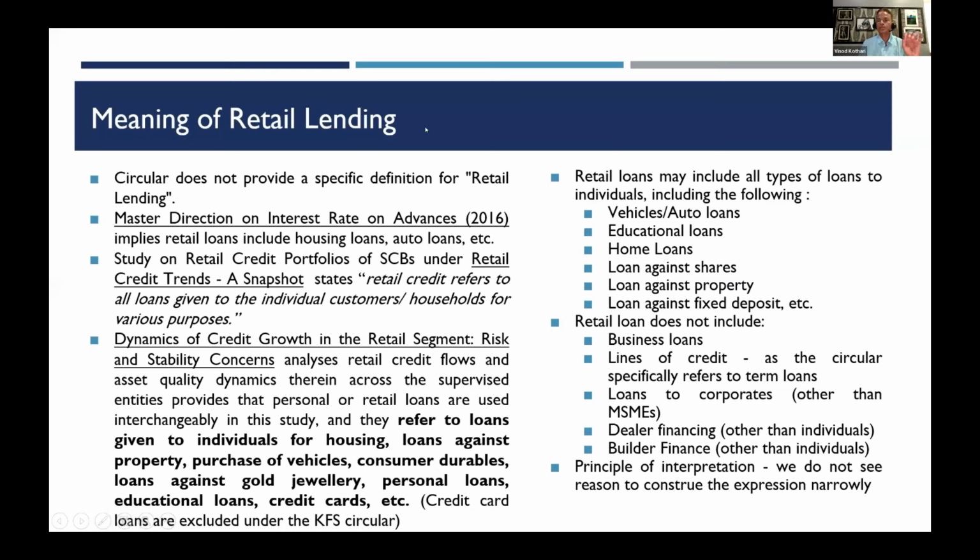In the 2016 circular, which is referenced in the subject circular, when I say subject circular, I mean the KFS circular, it has used the words retail loan, then within brackets says such as housing loans, auto loans, etc. That would mean housing loans and auto loans are implicitly or understandably included in the meaning of retail loans in the 2016 Master Circular, which is cross-referred for the purpose of the meaning of words in the KFS circular itself.